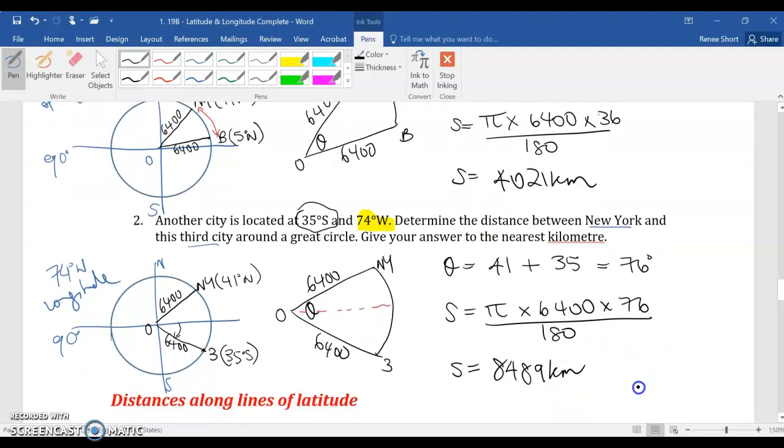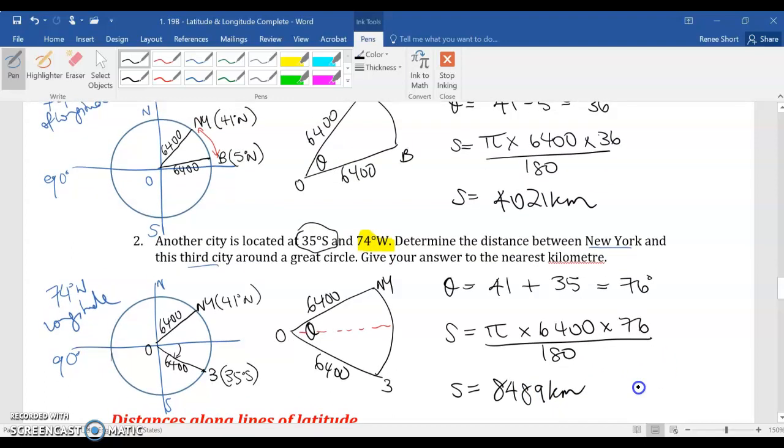All right. That is us working with lines of longitude, and I'm going to stop the video here and record a third one to find distances along the lines of latitude.